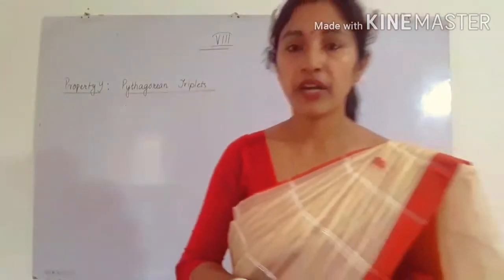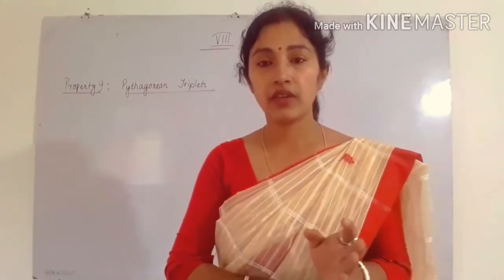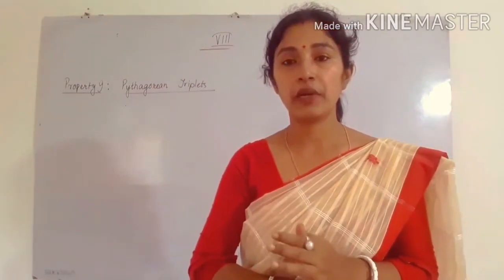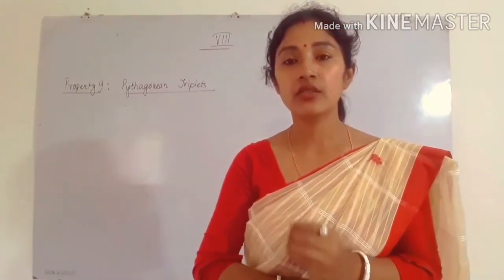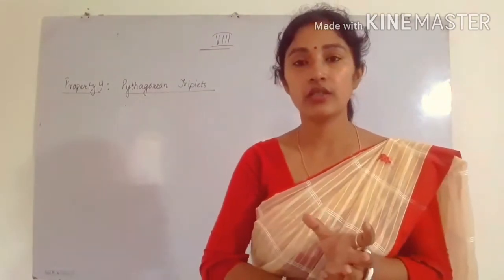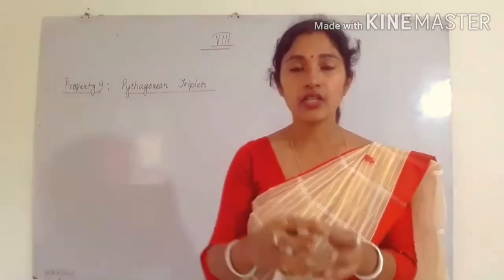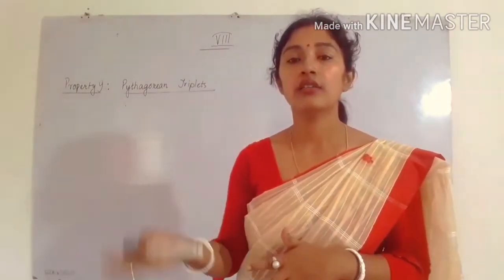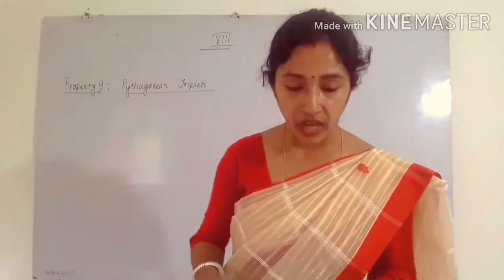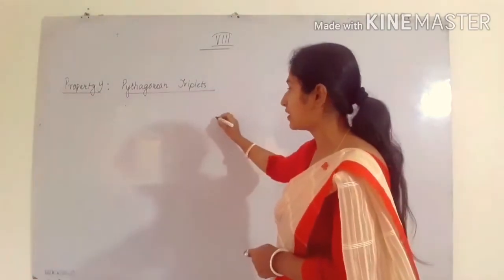Next property is Pythagorean triplets. So already we have studied the Pythagoras theorem in our previous class. So this property belongs to that. So what are Pythagorean triplets? That means we will take 3 numbers, 3 square numbers. And what happens to these 3 square numbers? When we add 2 square numbers, then the sum of the 2 square numbers equals the third square number. For example, 3, 4, 5 are called a Pythagorean triplet. So the group of 3, 4 and 5 is called a Pythagorean triplet.